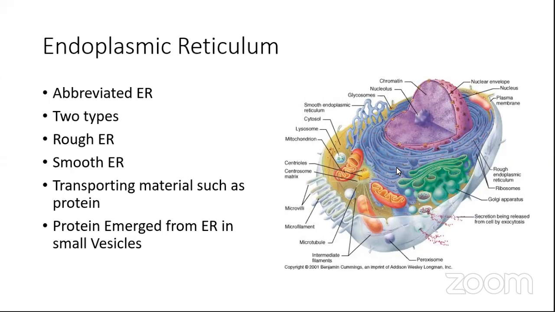Mainly they are used to transport the proteins produced by the ribosomes. Okay, protein emerges from the ER in small vesicles. Vesicles are these kinds of structures. A vesicle means a small bubble-like structure inside the cell. They are coming out from the endoplasmic reticulum.